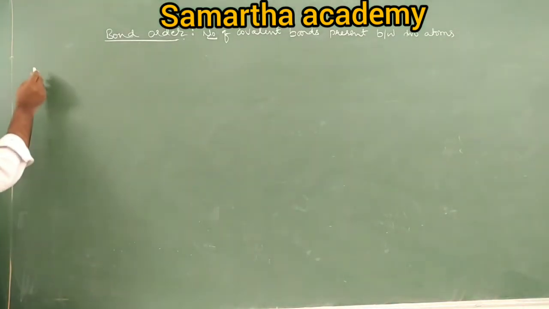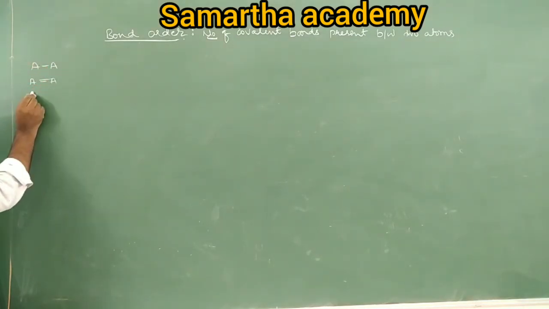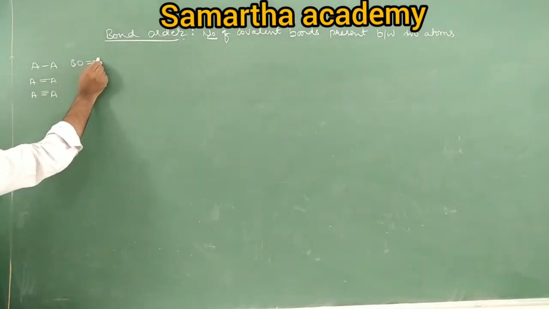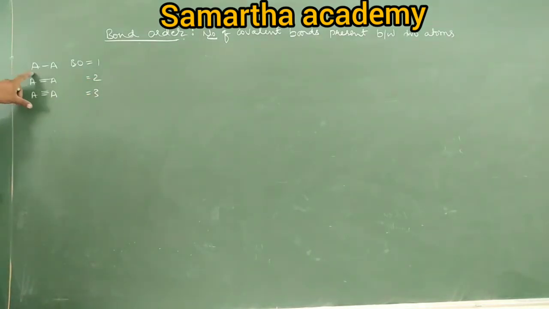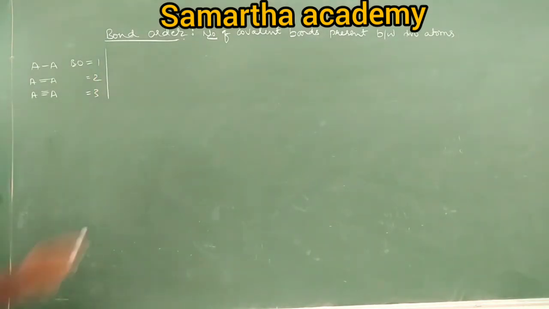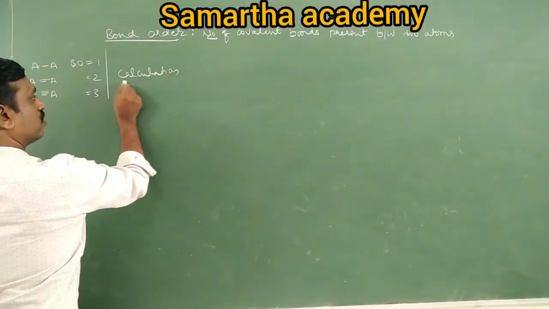For example, let us take A single bond A, A double bond A, A triple bond A. Can you tell me the bond order of these? Here it is 2, here it is 3, because the number of covalent bonds is 1, 2, 3, right? So bond order is nothing but the number of covalent bonds present between any two atoms. Then how do you calculate bond order and its important characteristics? So, calculation of bond order.